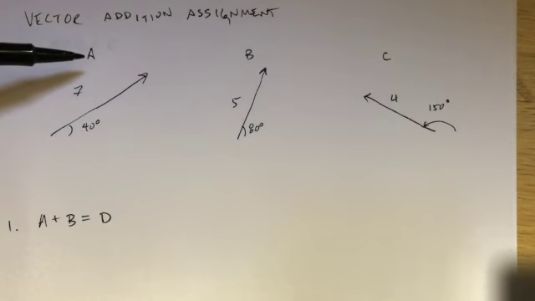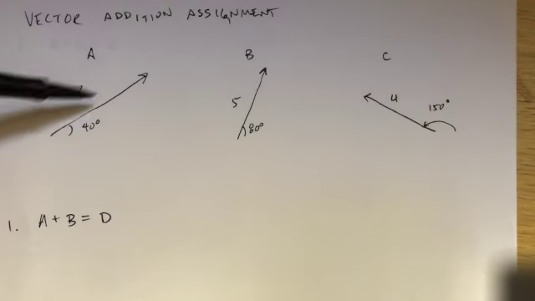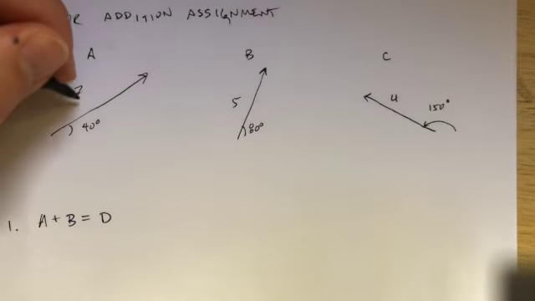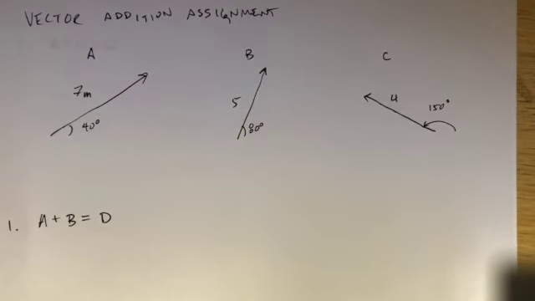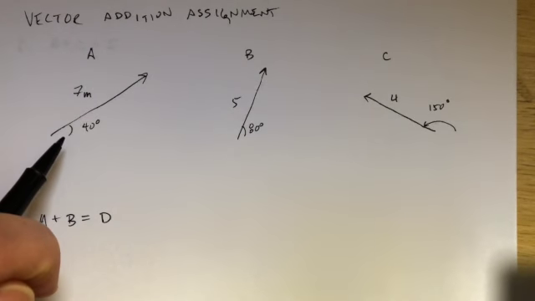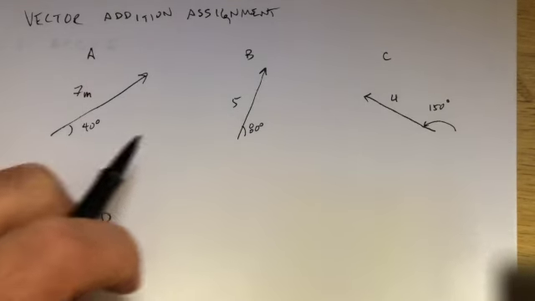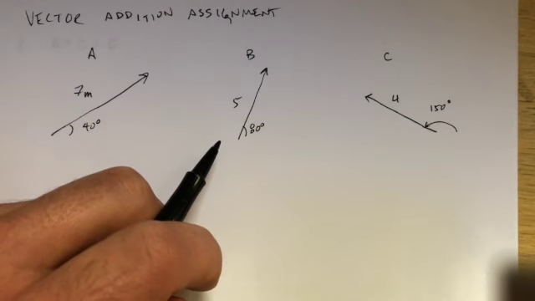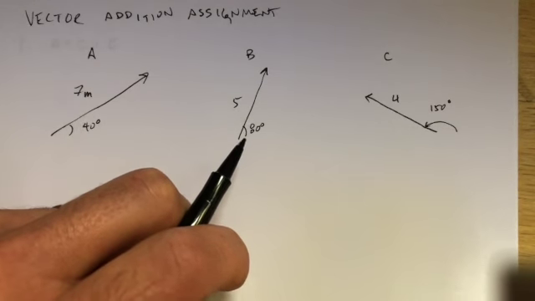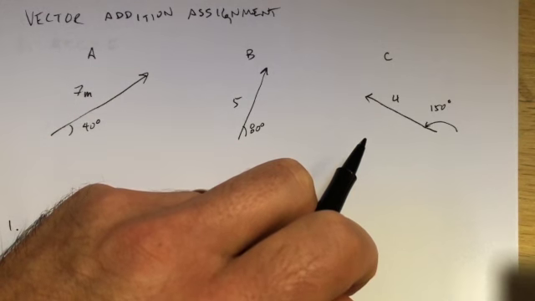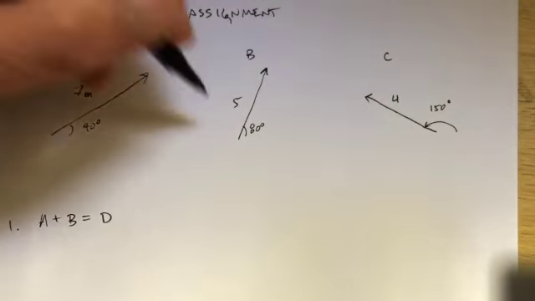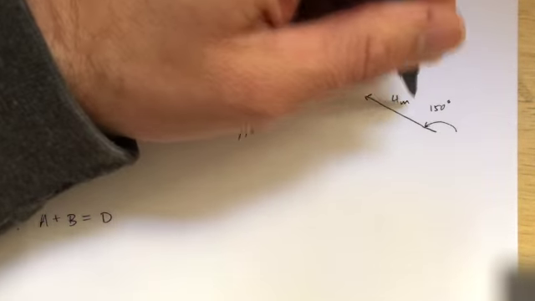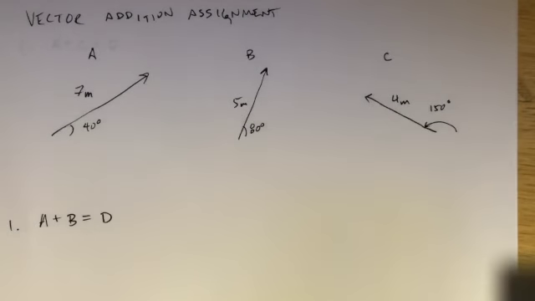So, vector A has a length or a magnitude of 7, and we'll say that's 7 meters so that we know we're measuring something, at 40 degrees, and again, that's measured from the positive x-axis. Vector B has a magnitude of 5 with a direction of 80 degrees, and vector C has a length or magnitude of 4 meters at a direction of 150 degrees.